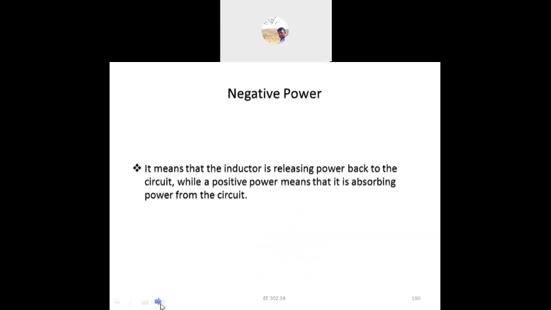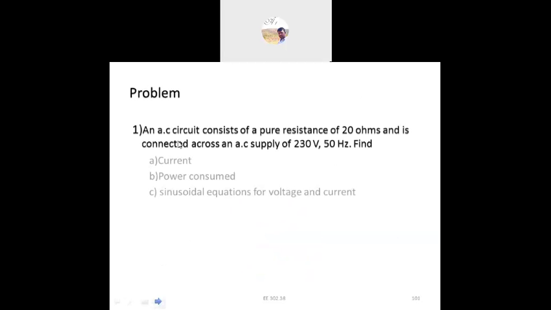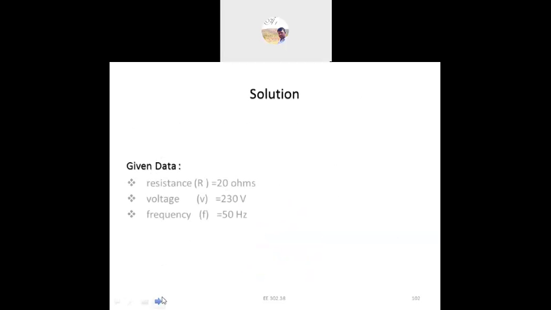This is one problem you can see. An AC circuit has a pure resistance of 20 ohms connected across the supply. Find the power, current and sinusoidal equation. This is the problem we can attempt.